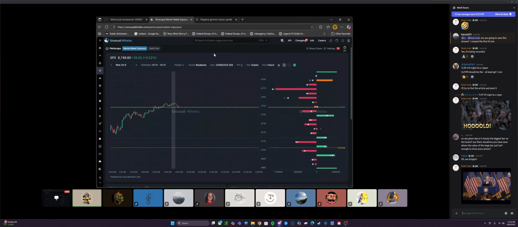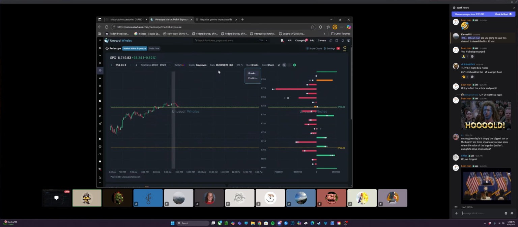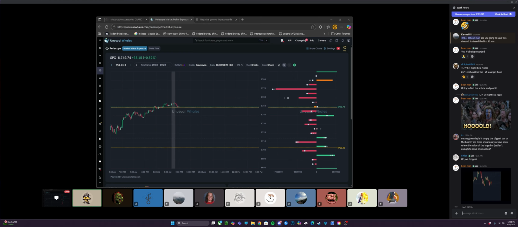Hold on. Let me rephrase what I want to say. Identify the longest bar on the board. Expect price to want to move there, but stay fluid and constantly assess market maker positioning, because sometimes the largest bar as far as Greeks are concerned doesn't necessarily equate to the largest positioning. All right, and we will move on.